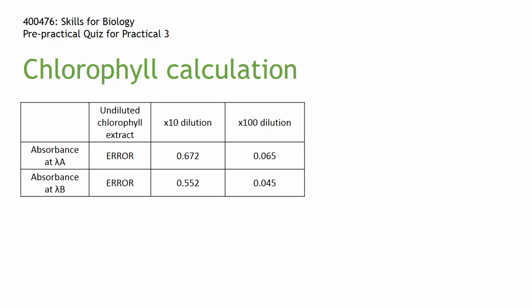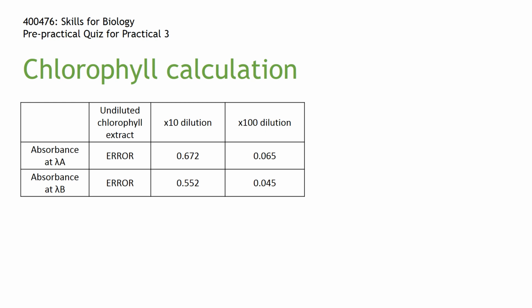So practical 3, we're going to be isolating chlorophyll from some biological tissue, and then we're going to be asking you at the end of the practical to calculate the amount of chlorophyll that is present in your sample. So we've given you this as an example calculation in the pre-practical tutorial to have a go at.